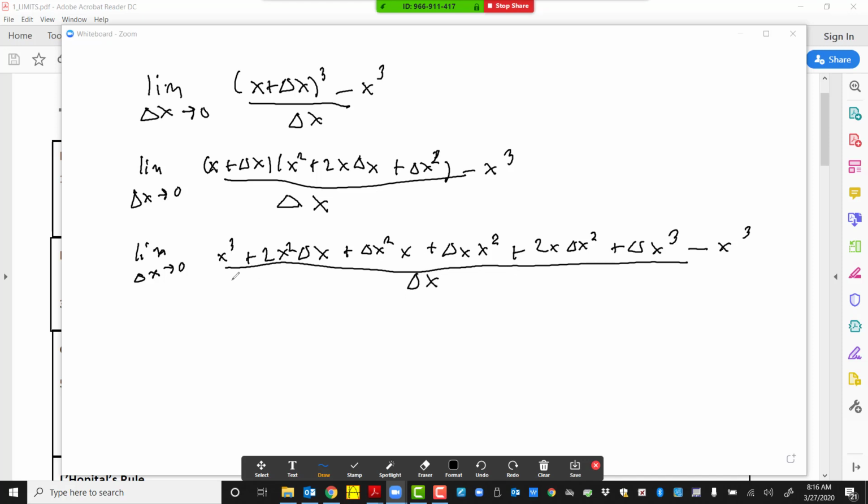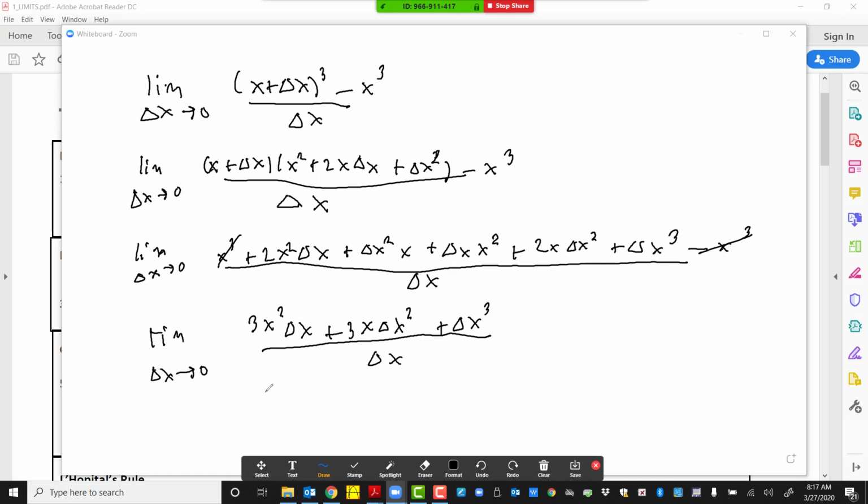So we can combine some like terms, so x cubed and x cubed cancel. 2x squared delta x plus x squared delta x gives us 3x squared delta x. Delta x squared x plus 2x delta x squared gives us 3x delta x squared, and then plus delta x cubed all over delta x, limit as delta x approaches 0.